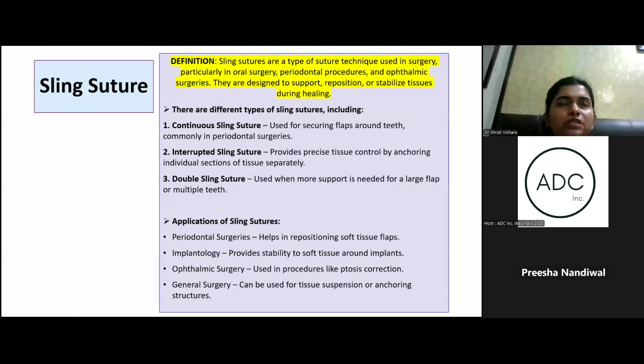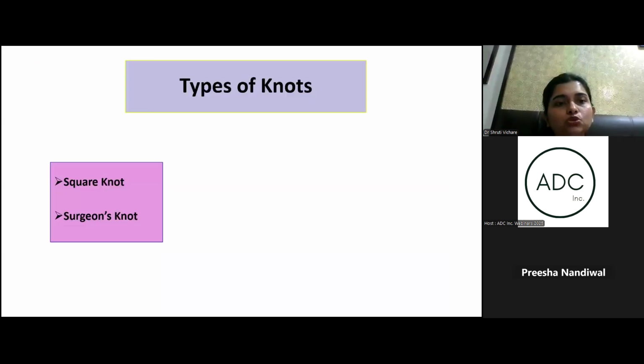When very precise flap attachment is needed, very precise flap approximation is required, or where you want the flaps to settle in a particular position, precise positioning of the flap is needed, that is the right term, we can make use of sling sutures. So applications: periodontal surgery, such as coronal advancement flaps, where the positioning of the flap is absolutely important. Even for implantology, we make use of sling sutures.